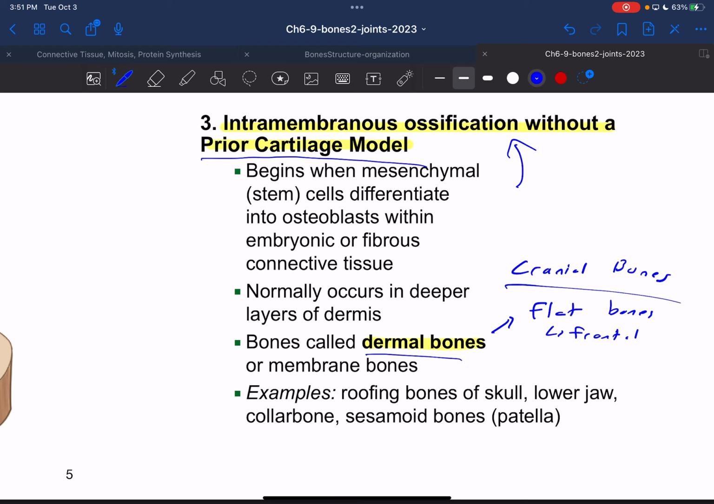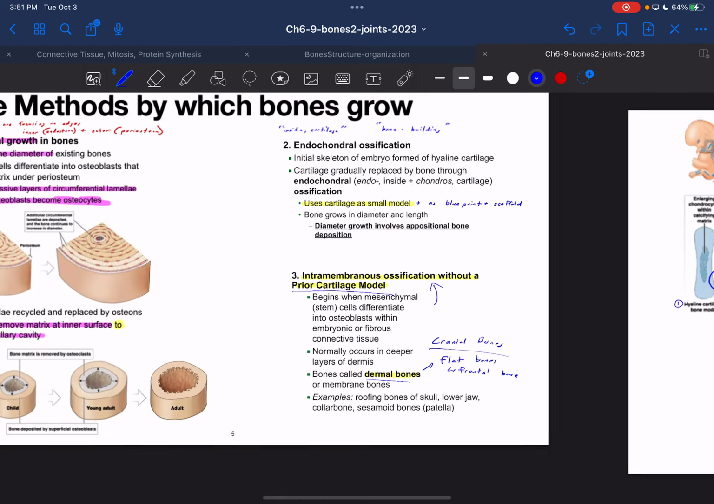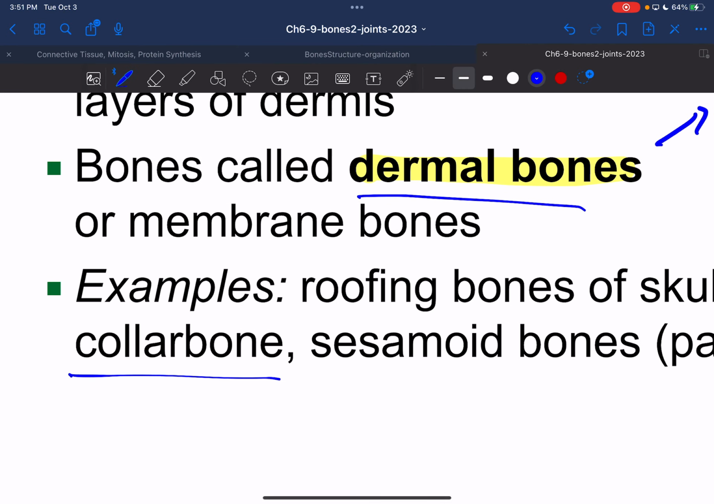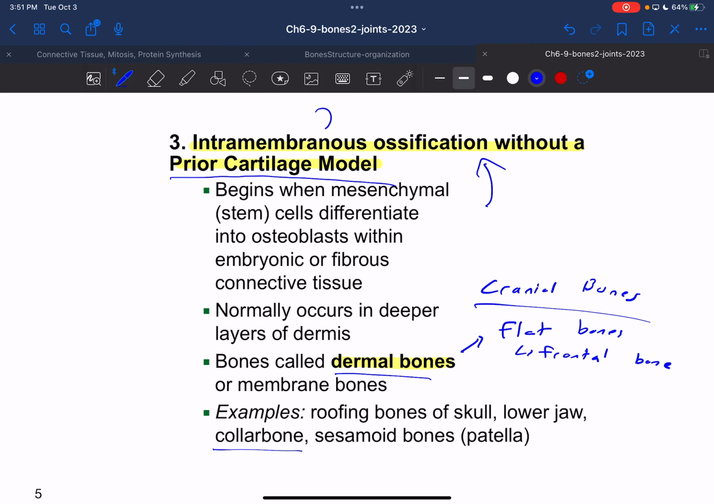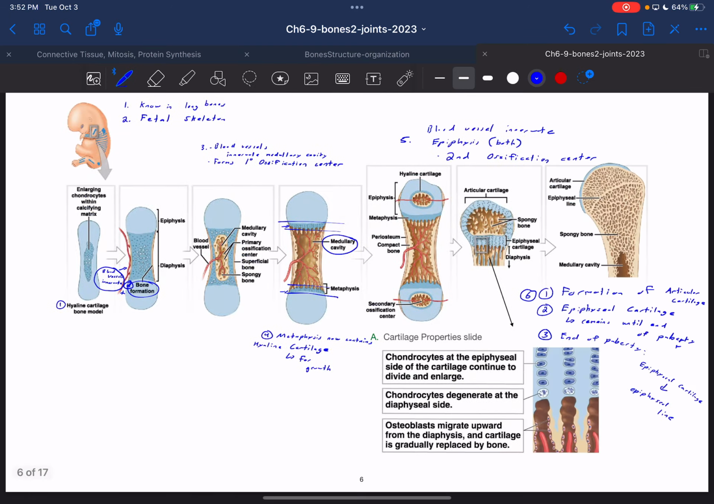Thursday lab, this is what we start on Thursday, so you may not know these just yet. Frontal. And it also makes our collarbone. What's our collarbone? Our clavicle. So you can see our clavicle is made by this method too. And let's add it. Why not? Nice. All right, let's move on. Clavicle.